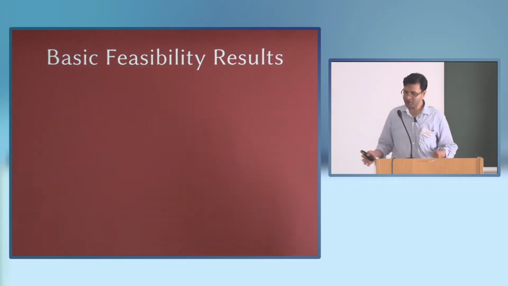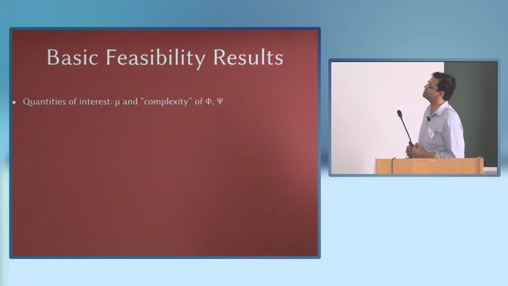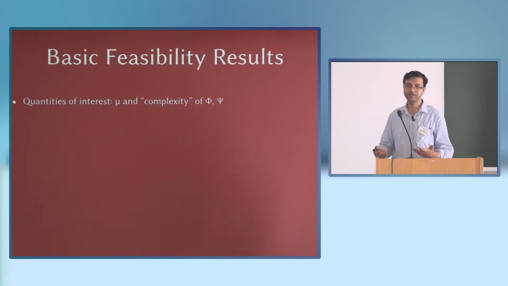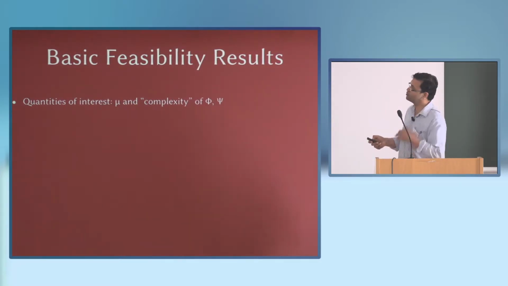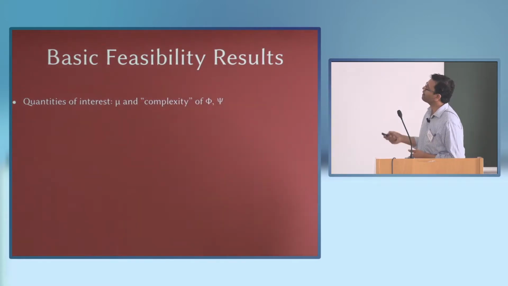Okay, so since this is a new thing, you just spend some time on it and you see a lot of simple things you can talk about. But the quantities of interest would be mu, the acceptance probability, where mu is 0 means very good and mu is infinity means very bad.